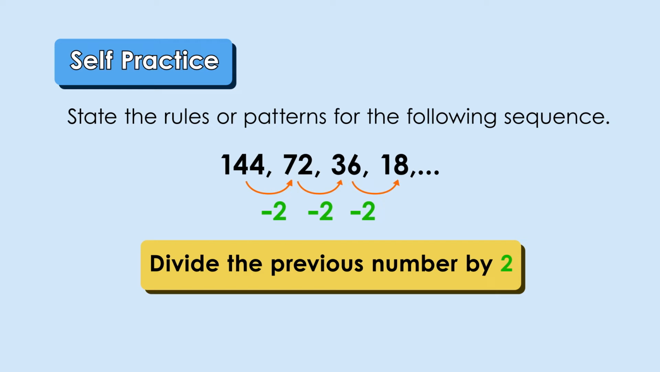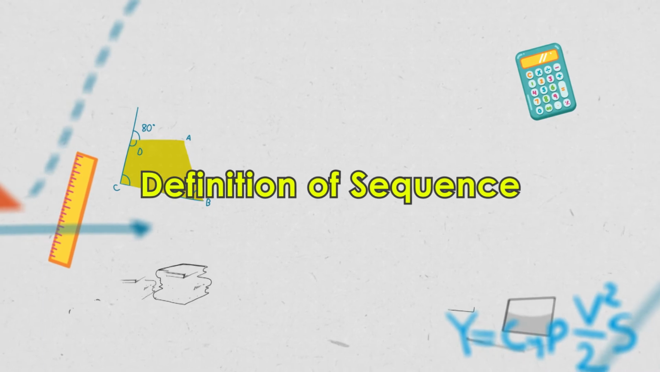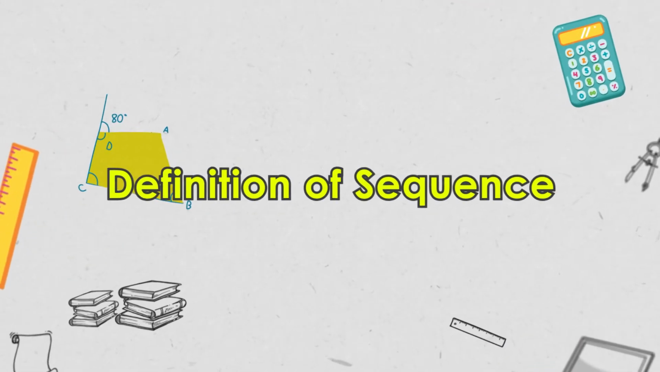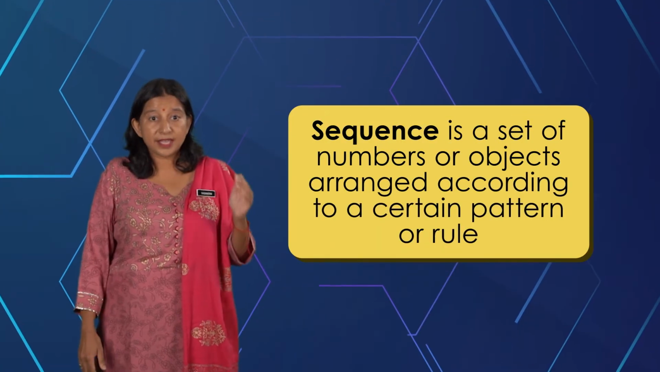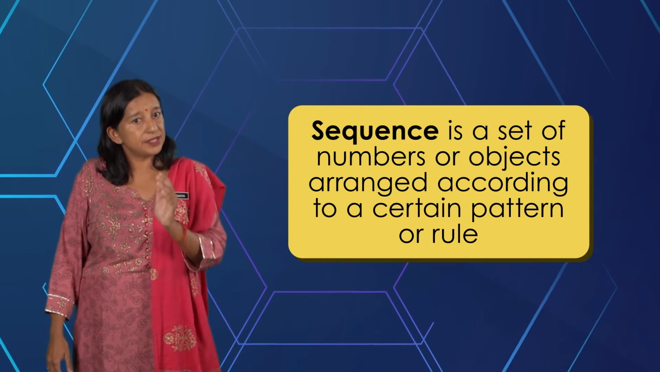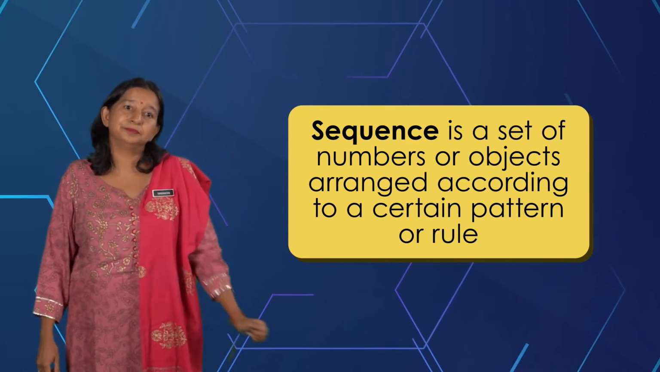Now, let us look at the definition of sequence. Sequence is a set of numbers or objects arranged according to a certain pattern or rule.